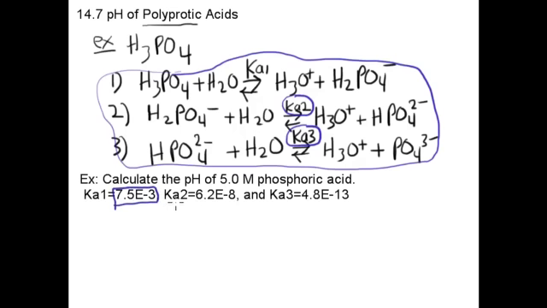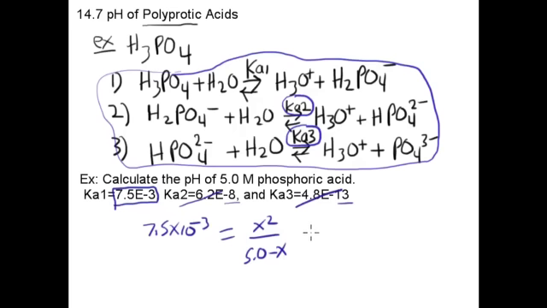These are so much smaller that what it means is that the first proton, the first hydrogen, pretty much comes off enough to matter. The second two mostly stay on as H2PO4-. So we can just use Ka1. So you would just do an ice table with Ka1. You would wind up with 7.5 times 10 to the negative third is equal to x squared over 5.0 minus x.